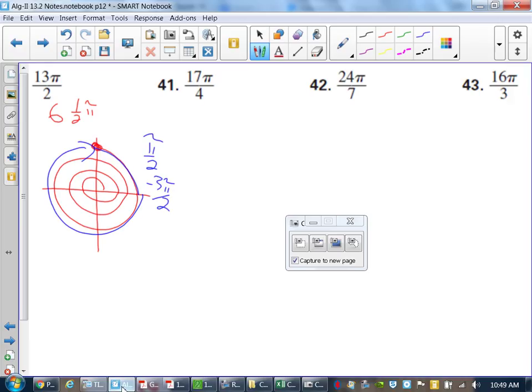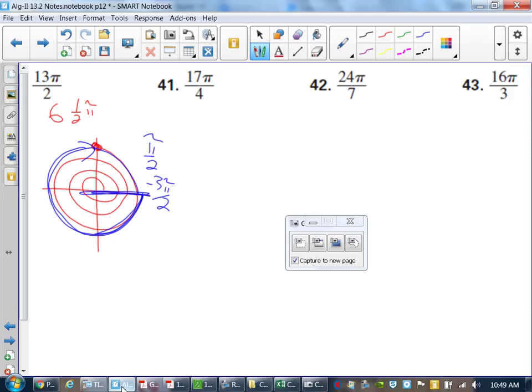Yes, ma'am. Can you explain how you got that? Okay, because I'm going the other direction. So do you agree that this is half? I start at 0, because this is always my initial side. Okay. So I go 0, negative 1 half, negative 2 halves, negative 3 halves. Okay. That's all.